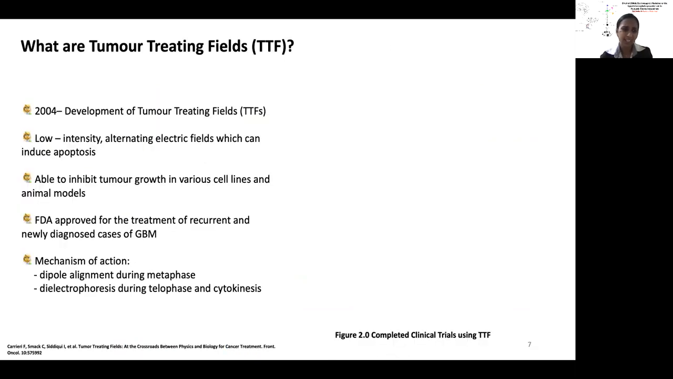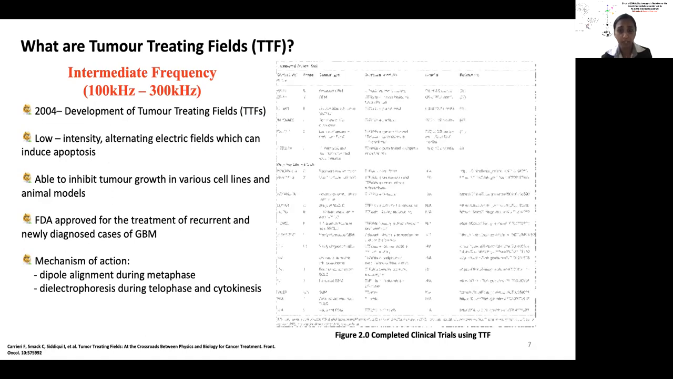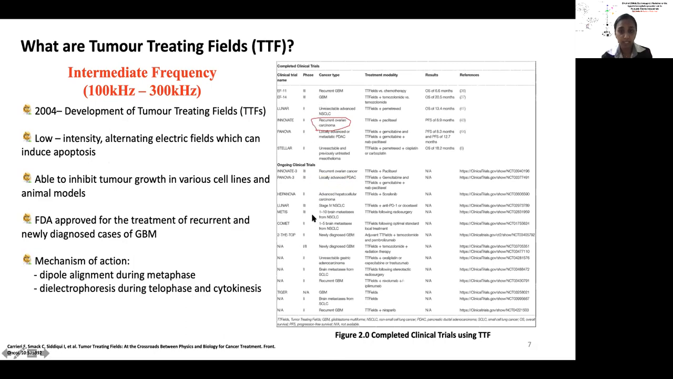So you might say, okay, why exactly do you want to use the intermediate frequency? The intermediate frequency is in the range 100 kilohertz to 300 kilohertz, and it is basically defined as tumor treating fields, which is TTF. This was developed in 2004, and it is low intensity alternating electric currents which can induce apoptosis, which means programmed cell death. This frequency is able to inhibit tumor growth in various cancer cell lines, and it has been FDA approved for the treatment of recurrent and newly diagnosed cases of glioblastoma. Currently completed trials are all these, and if you look here, they are also used on recurrent ovarian carcinoma.